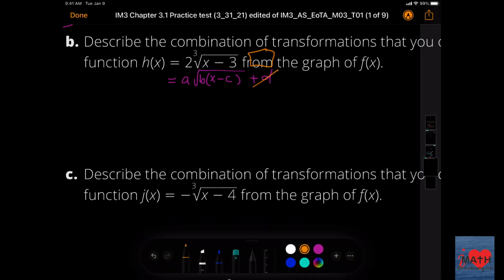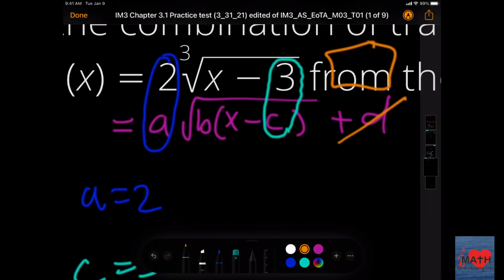I do see an a. Let's take care of that one. A is equal to 2. I see c is equal to positive 3. Do you see how I'm slowly circling that? I want you to notice that the minus sign is in the formula. And then there is no b value. B is to the left of the x inside, and there's nothing there, no number. It's a 1, b is 1. There's always a 1, but you don't need that.